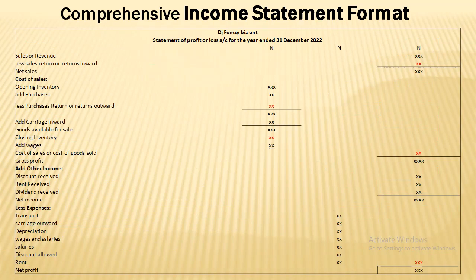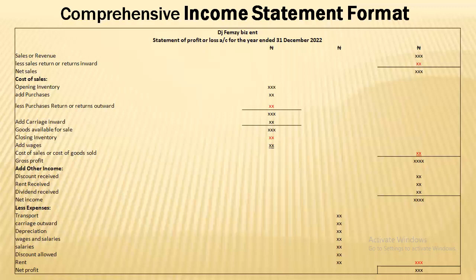So let's continue. The first item we have there is sales or revenue. In some accounts, you see it as sales. In others, you see it as revenue. In some, you may see it as turnover. They all mean sales. So you have your sales, then you less your sales returns. We treated this when we looked at the trading account. If you deduct those returns from the sales, you will now have your net sales. Like I said, this format, you need to memorize it.